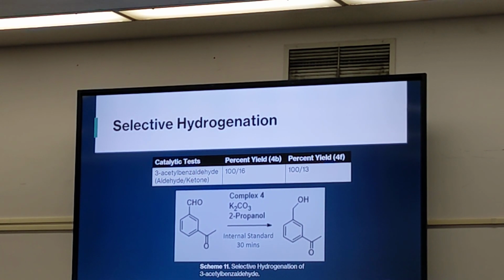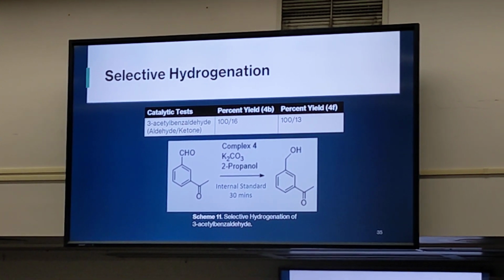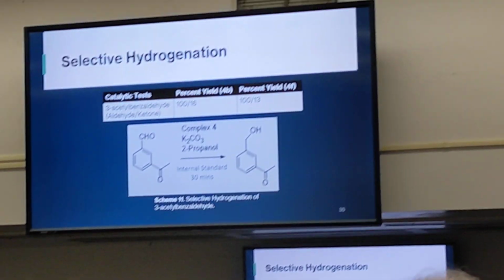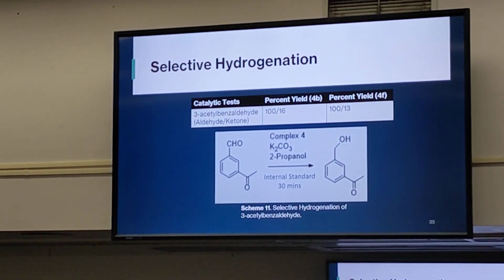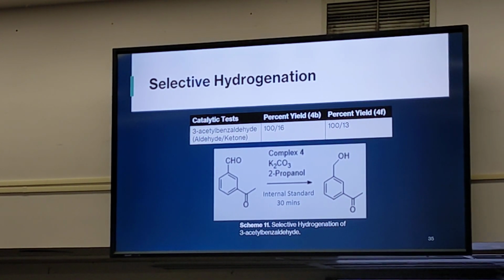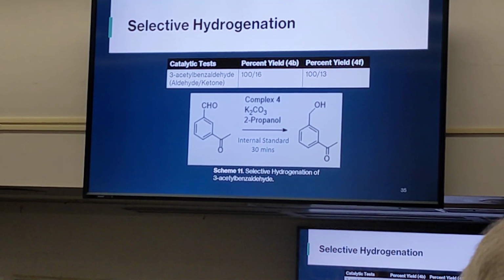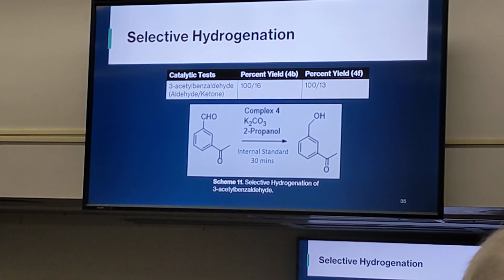Next is selective hydrogenation. We did this catalytic test to see if each of our catalysts would reduce a ketone over an aldehyde or an aldehyde over a ketone. As you can see, our aldehyde percent yield was 100% reduced, and the ketone percent yield was very low, 16 for 4B and 13 for 4F. This means that our catalysts were able to selectively reduce the aldehyde as we had hoped.